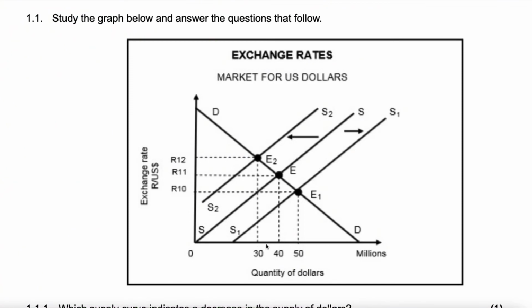This is $30 million demanded and supplied. This is $50 million demanded and supplied. So a shift to the left of the supply curve, or a decrease in supply for dollars, simply causes the dollar to appreciate over the rand. In other words, the rand weakens. And the opposite is true.